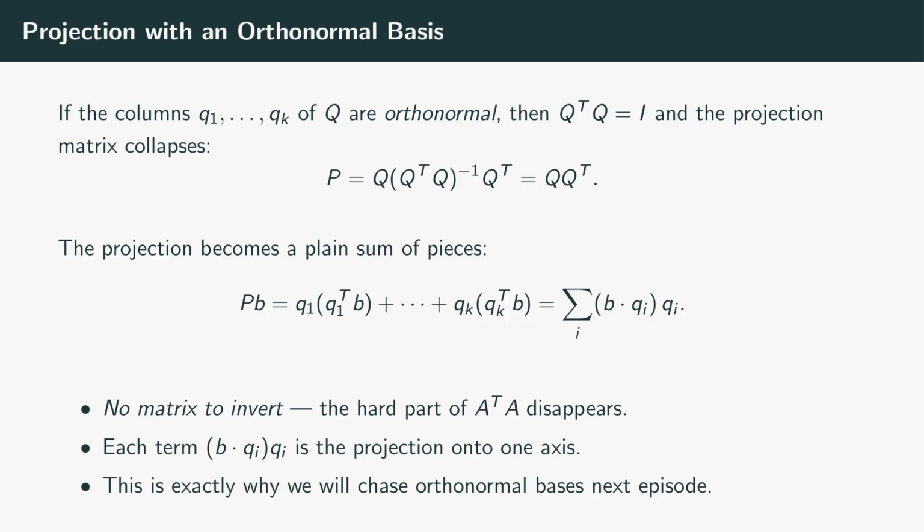Even better, the projection of b becomes a plain sum: add up, for each orthonormal direction, the dot product of b with that direction, times the direction. Each term is just the projection onto a single axis, and you total them. Compare that to the general case, where we had to invert A transpose A, a real computation. With an orthonormal basis, the whole thing dissolves into dot products. That spectacular simplification is exactly why, next episode, we go to the trouble of manufacturing orthonormal bases on demand with Gram-Schmidt.